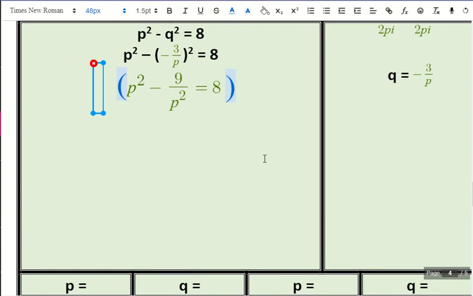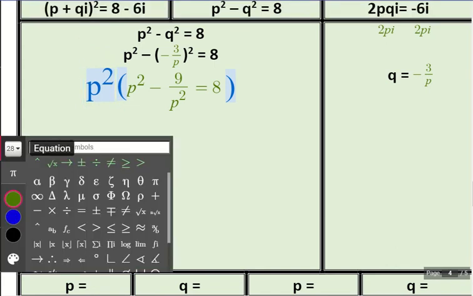Now, the only ugly thing about this equation is that p squared in the denominator. So I'm going to distribute that denominator through the entire equation to make that p squared go away. My goal is to not have to deal with that p squared in the denominator. So I distribute everything through.